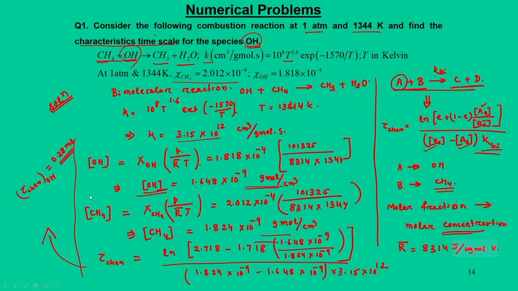This gives the information that in bimolecular chemical reactions, the order of characteristic time scale is about milliseconds, and in this case the time scale for the OH species is 0.28 millisecond.